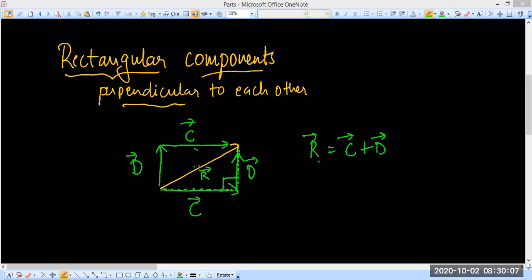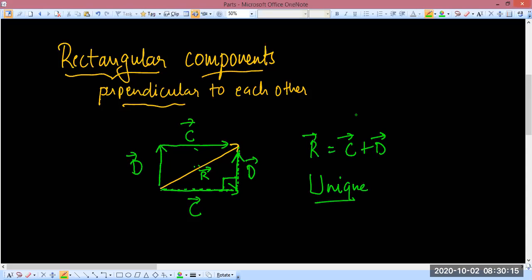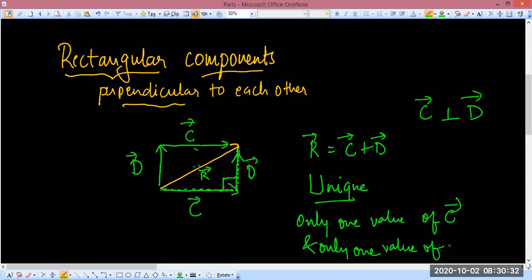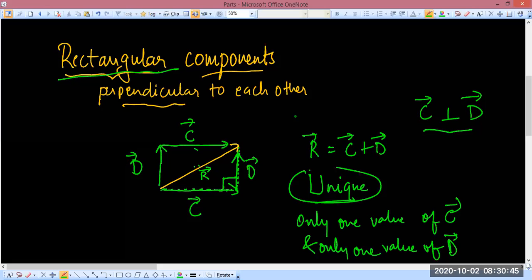Okay, so what's the nice thing about this? The nice thing about this is that this is unique. Unique matlab, if you write it like this so that C vector is perpendicular to D vector, then you can get only one value of C vector and only one value of D vector, right? I hope you understand what I'm saying. This is unique. If you do it rectangularly, then in this particular way it's going to be unique.